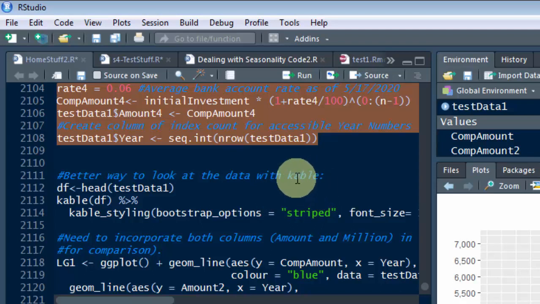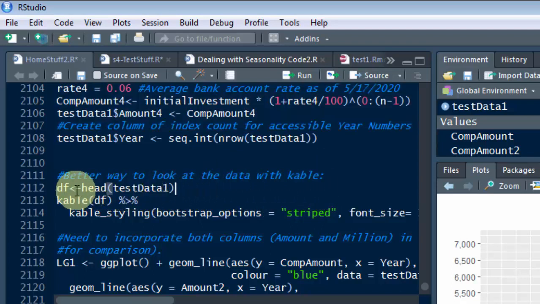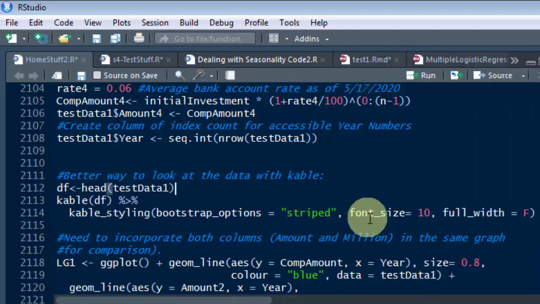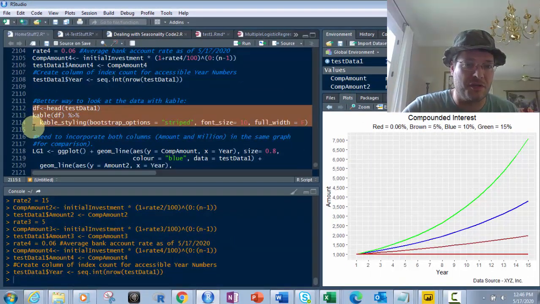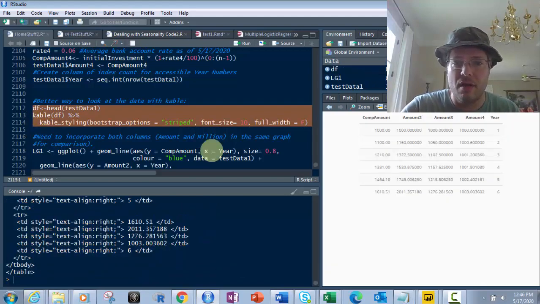So what I've got is the head of test data 1, which is the top 6 rows, goes into df right here, which is a new data frame called df. And then we kable df, piping in kable styling, bootstrap options equals striped. Font size equals 10, and full width equals F. And what that will do is instead of doing the regular output down here, it'll show it to you over here in a nice, easy to see, easy to read way.